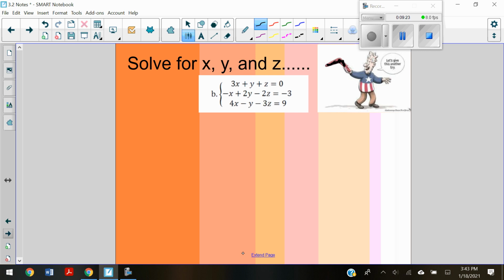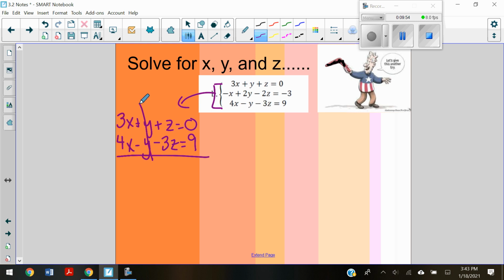We can eliminate our x, our y, or our z. And I look at it and I see that I have a positive and a negative y in the top and the bottom equations. So to me, that screams out, hey, this is easy for me to eliminate a variable. So I don't even need to multiply. 3x plus y plus z equals 0. And 4x minus y minus 3z equals 9. All right, so our y and our negative y cancel. So we have 7x minus 2z equals 9.